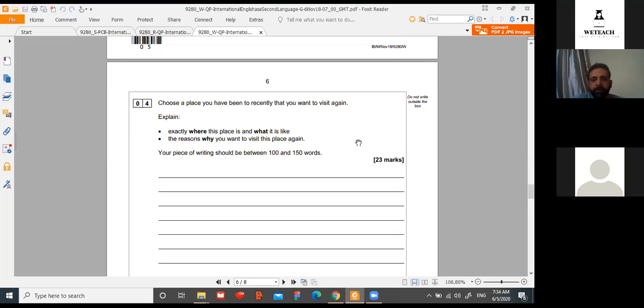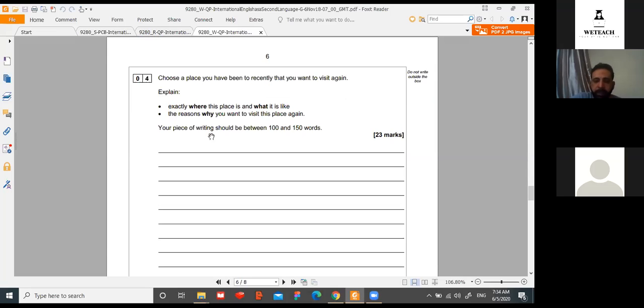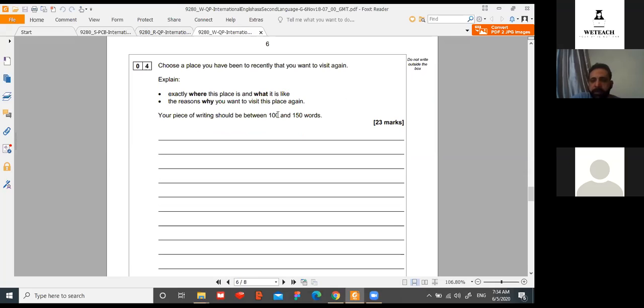number 4. Okay, what are you supposed to do, guys? Write like an article. He asks you to do what? Choose a place you have been to recently that you want to visit again, and you should make sure to explain why. Of course, this takes a longer number of words, 100 words minimum, and the maximum number of words, 150. Okay, look at the grades. 23 marks for this question only.